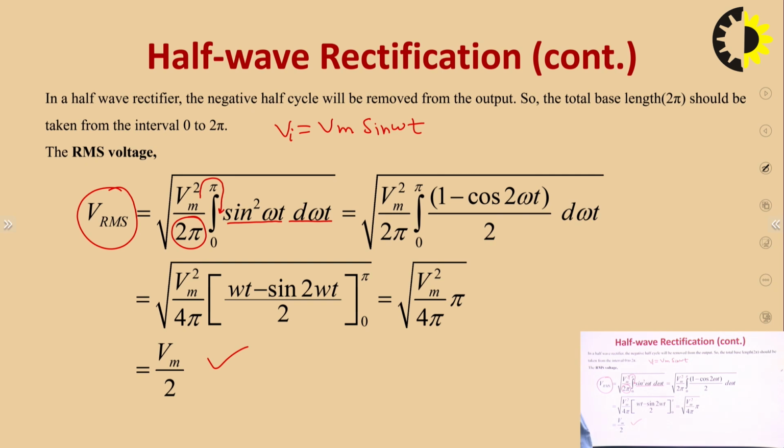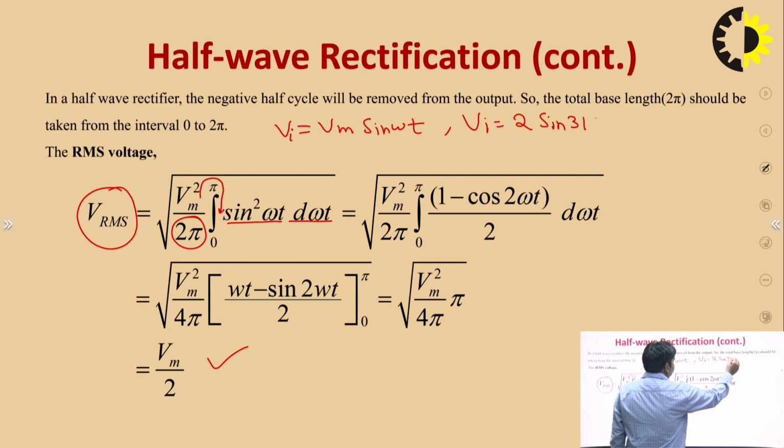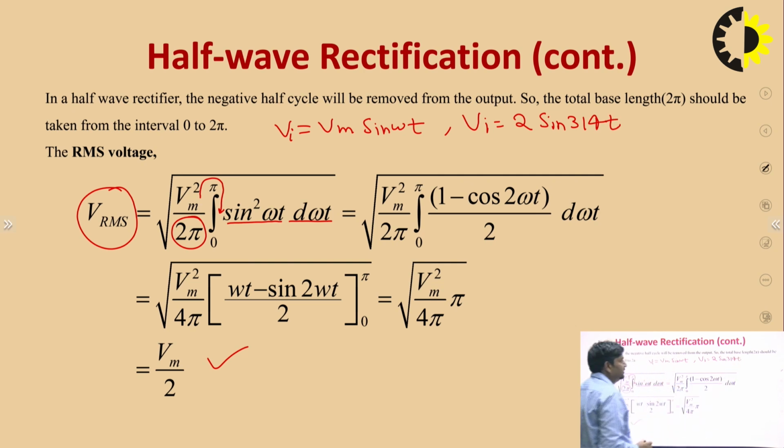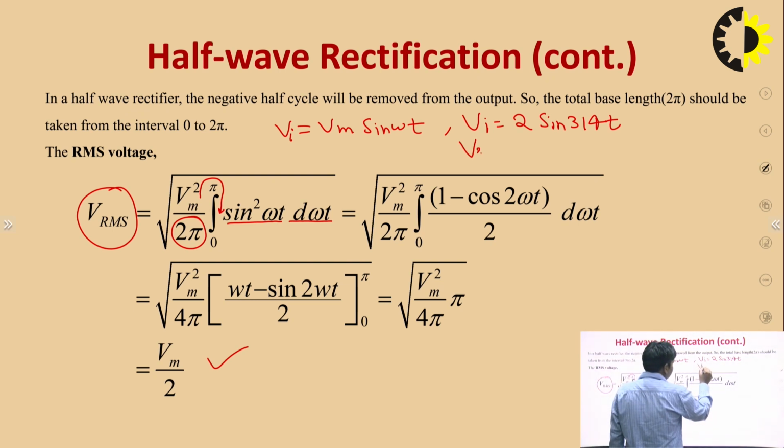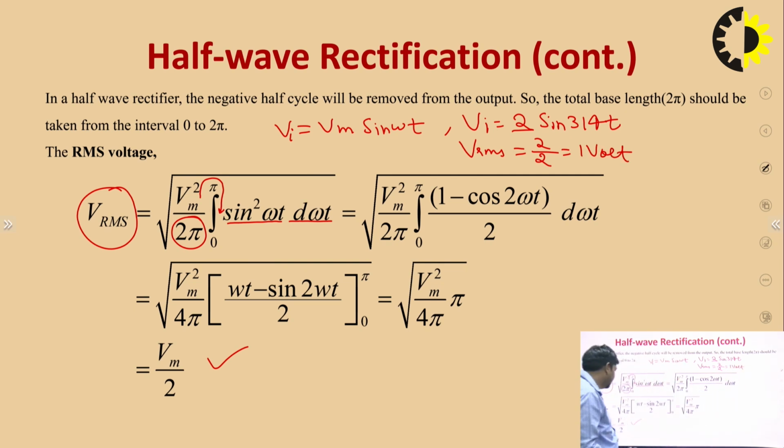So, what is the root mean square value in the half wave rectifier circuit? It is Vm by 2, where Vm is the maximum voltage. If we apply a 2 sin omega t, that is 314 t, signal to a half wave rectifier circuit, and we find the Vrms, that means Vm by 2, where Vm is 2, so Vrms is 1 volt. So, we easily calculate it by using the formula Vrms is equal to Vm by 2 for a half wave rectifier circuit.